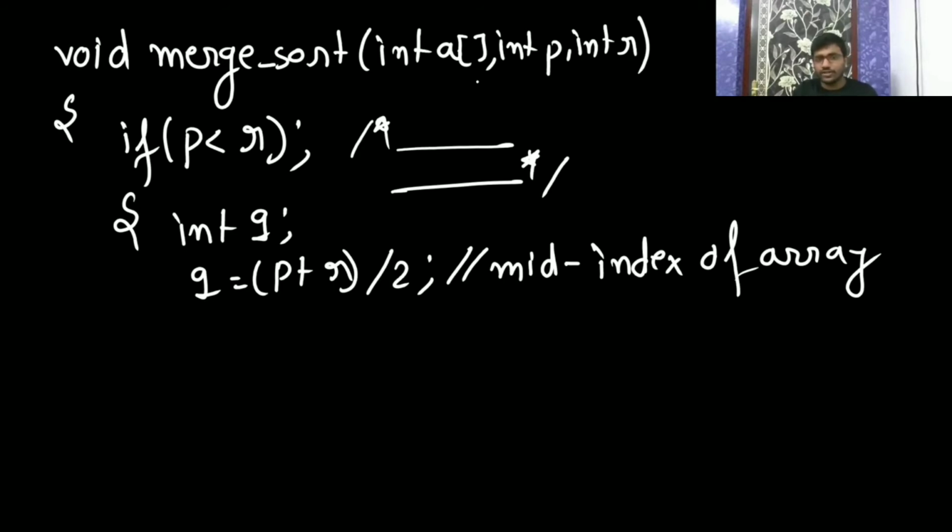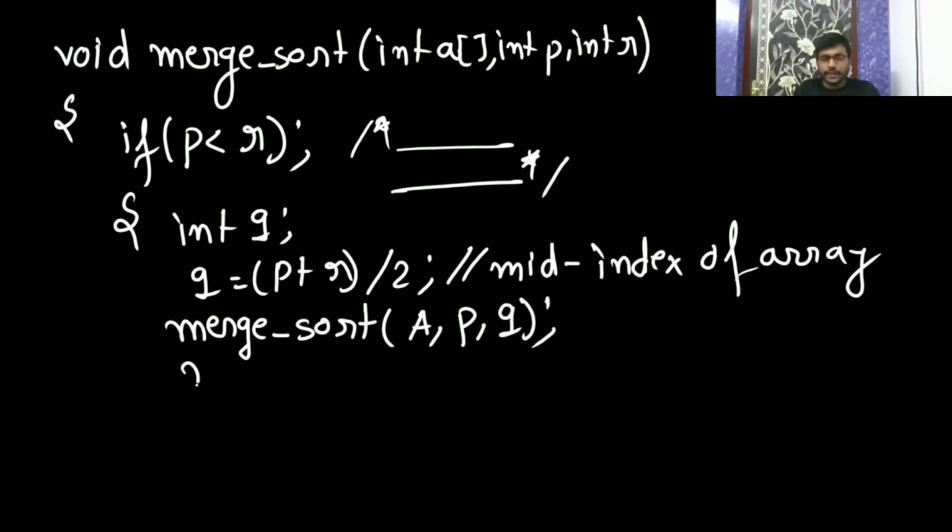So what merge sort is doing: it first checks whether the array has more than one element. If P is smaller than R, only then do we go inside. Then I find the mid index, and in each half I call merge sort. See, here I am dividing the problem into halves. Then I call merge sort on the array from P to Q, and then in the second half I call merge sort separately.